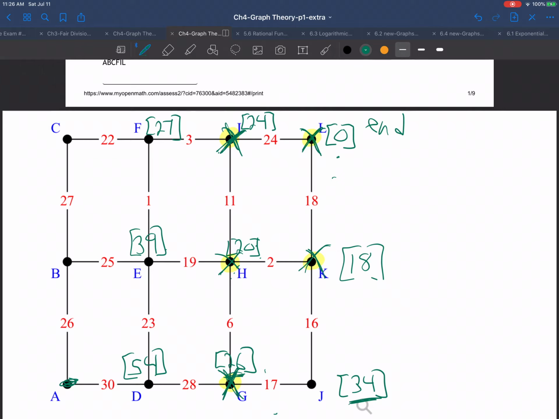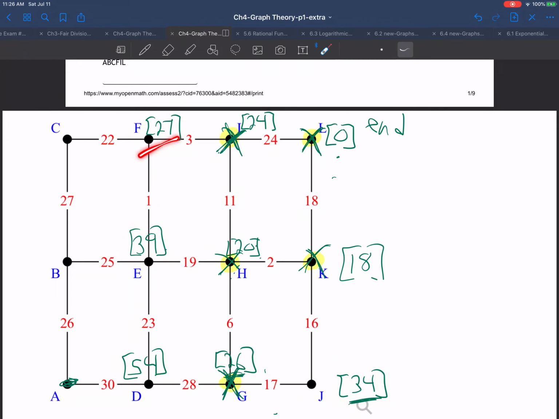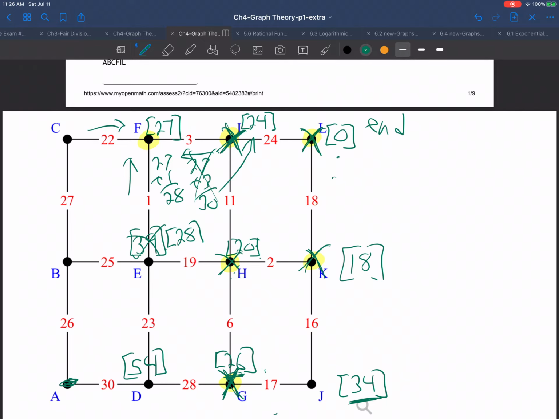So next we need a new current vertex. What do we got? 27, 39, 54, 34. Which one's lowest among the available points? The 27. We're up here, right? All right, so that one is current. Look at all roads coming into that one. All right, 27 add 3 be 30, but we've already got 24. So forget about that one. 27 add 1 is 28. Oh yeah, that's a lot better than 39. Cross out that 39. We're going to put 28 there.